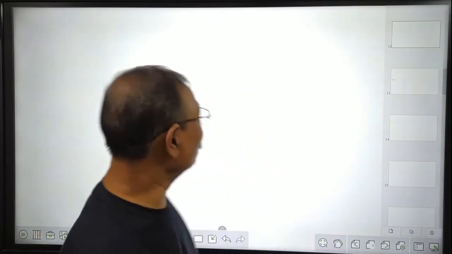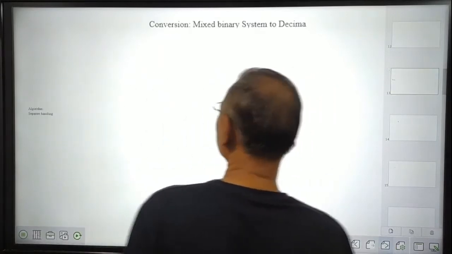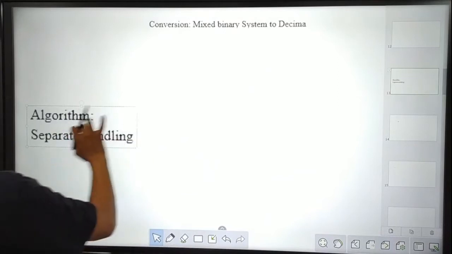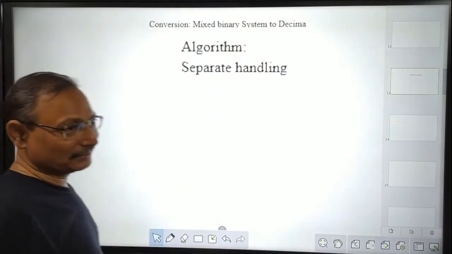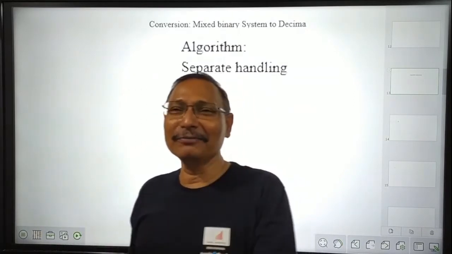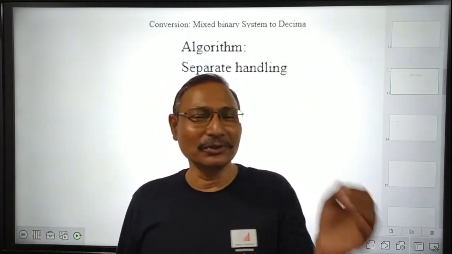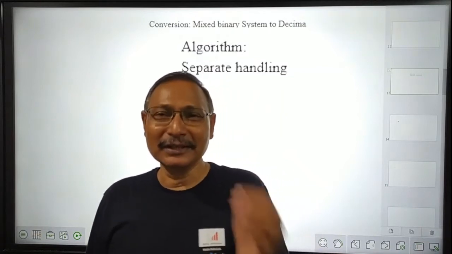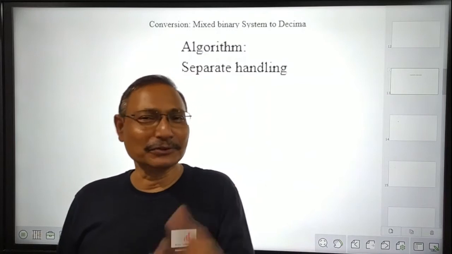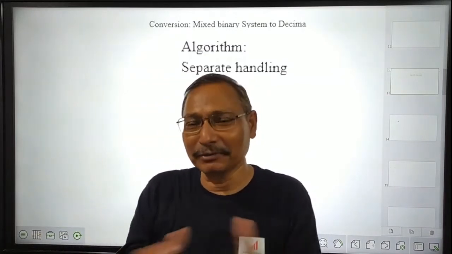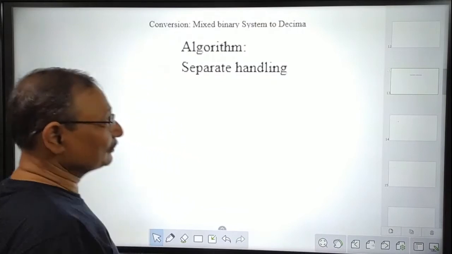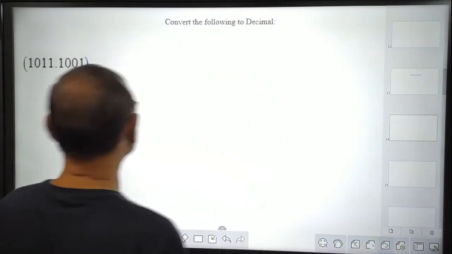Okay, so the algorithm related to it is very simple. Handle them separately. That means first of all we will convert the non-fractional binary number into a non-fractional decimal number, and later on we will convert the fractional binary number into a fractional decimal number, and later on we will combine them to know the answer. Okay, so take some examples.